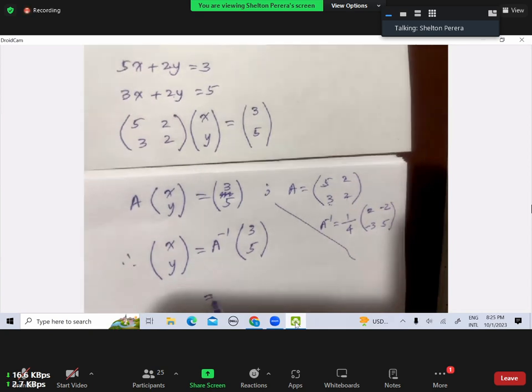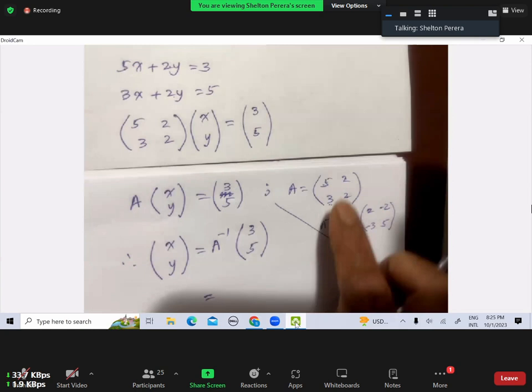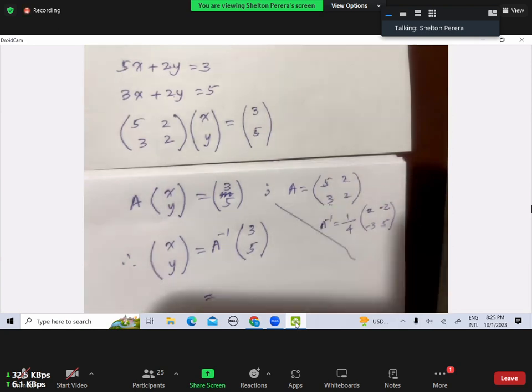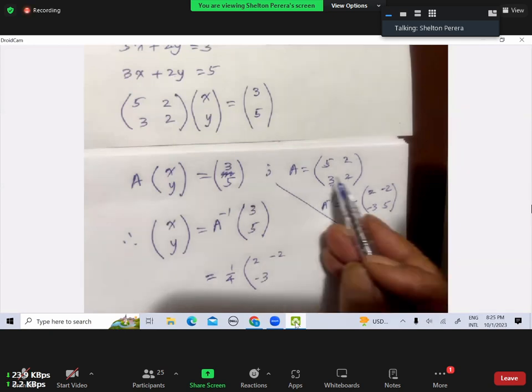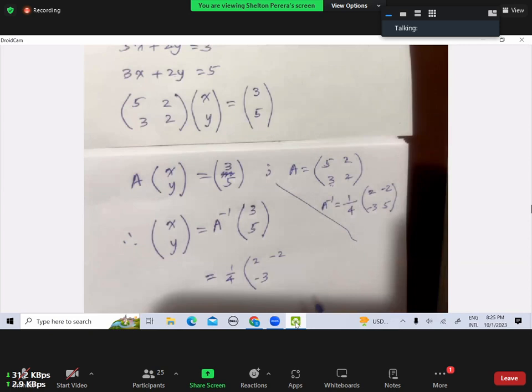So to write down the inverse of a matrix, A, B, C, D. So A inverse is 1 over 4, then 2, -2, -3, 5. Learn how to write the inverse of a matrix, times 3, 5.